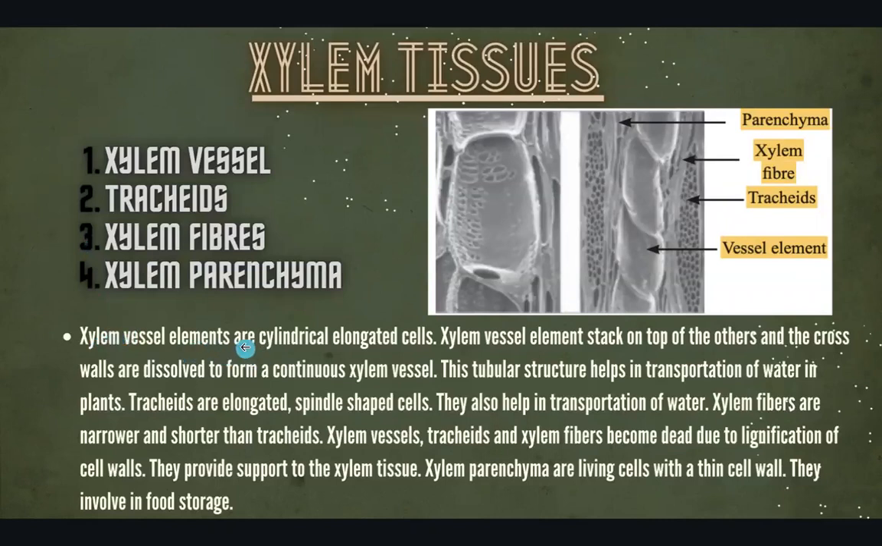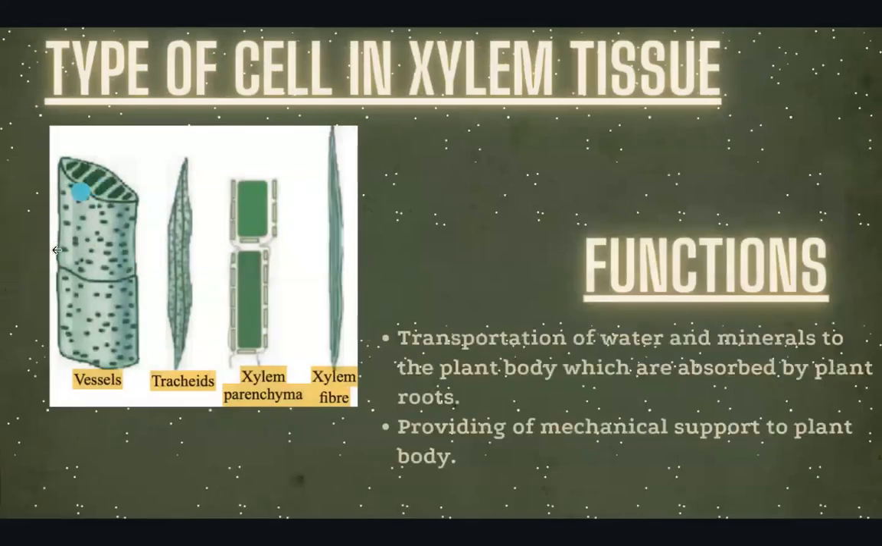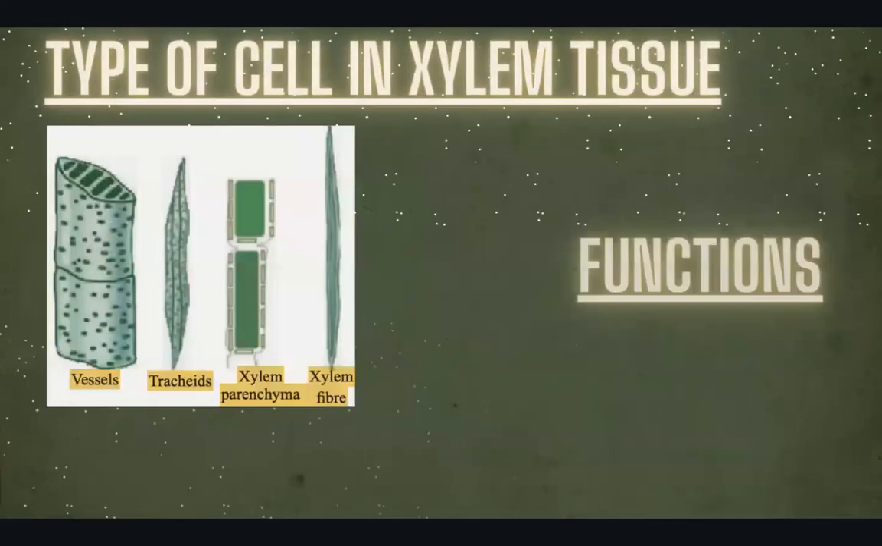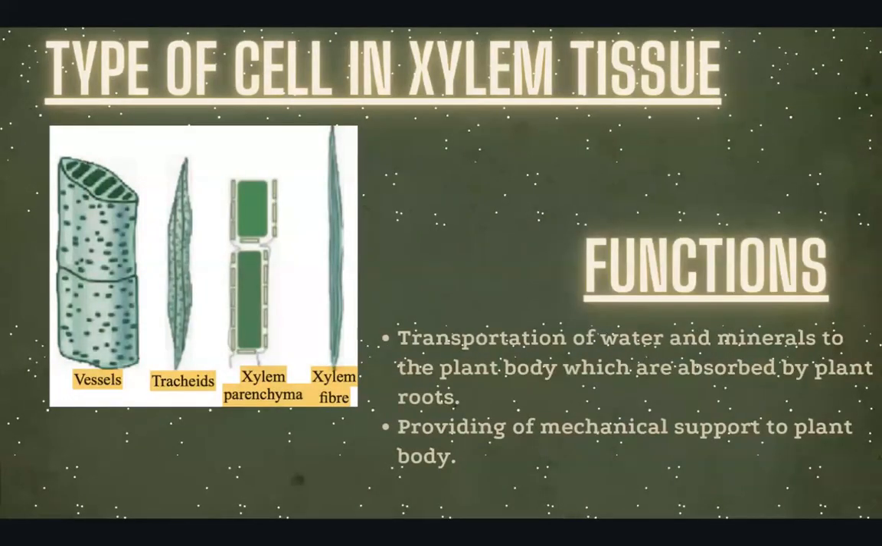With xylem vessel element, they are cylindrical. You see it here. They are cylindrical and elongated. And the elements stack on top of the others and cross walls are dissolved to form a continuous xylem vessel. Well, they don't have one type of xylem vessel element. You see here is a cross longitudinal section. It has been cut from a part of the xylem vessel.